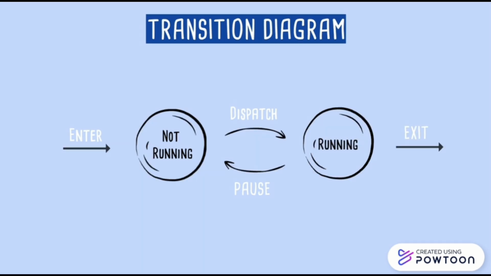In this state, the process is currently being executed by the CPU, and this is the point where the process completes its execution and leaves the system. When a process finishes its task or is terminated, it transitions from the running state to the exit state.